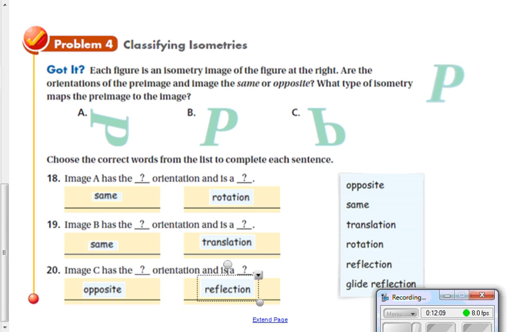All right, there's your answers. We're up to the lesson check now. Go ahead and do that, and we'll talk about this next time we meet in class.